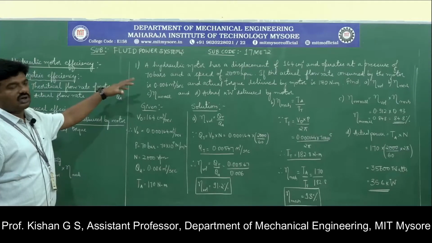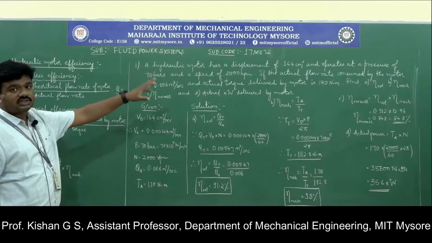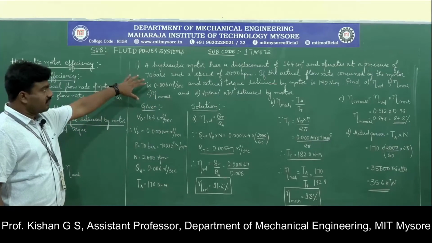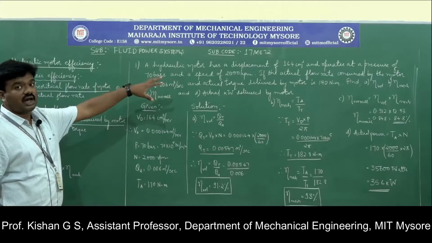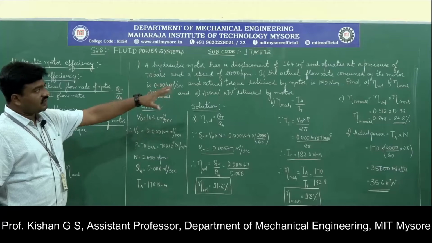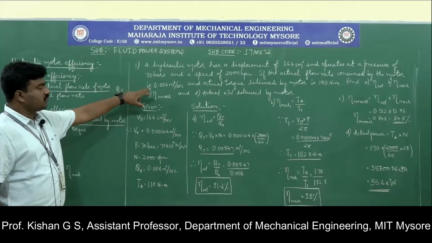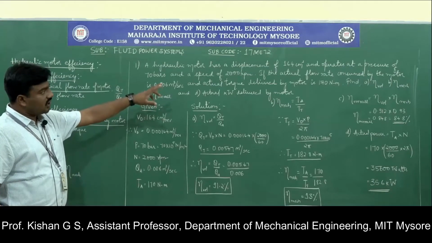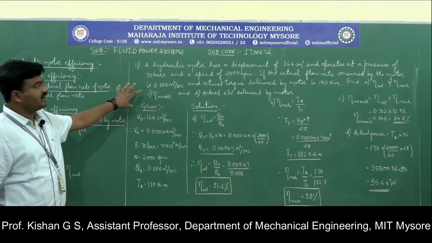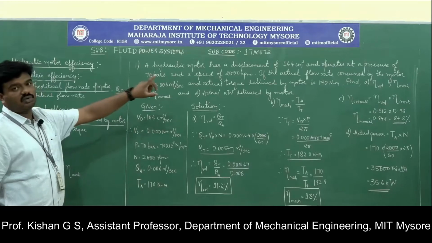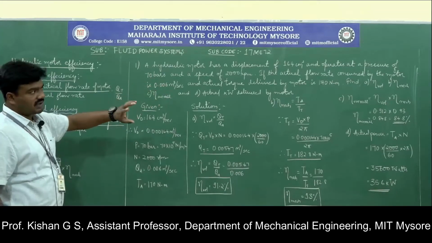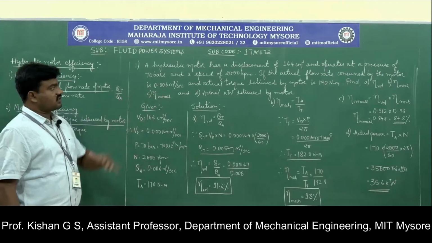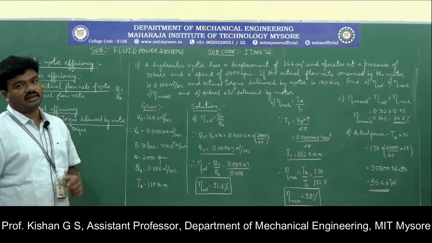A hydraulic motor has a displacement of 164 cm³ and operates at a pressure of 70 bar at a speed of 2000 RPM. If the actual flow rate consumed by the motor is 0.006 m³/s and the actual torque delivered by the motor is 170 Nm, find: number 1, volumetric efficiency; number 2, mechanical efficiency; number 3, overall efficiency; and at last, the actual kilowatt delivered by the motor.